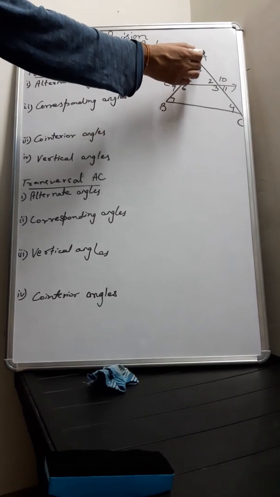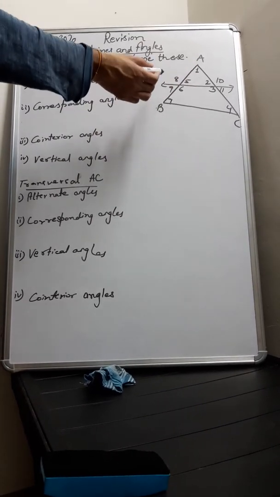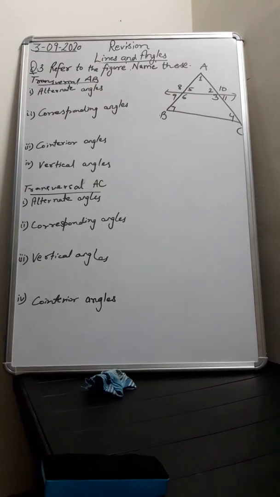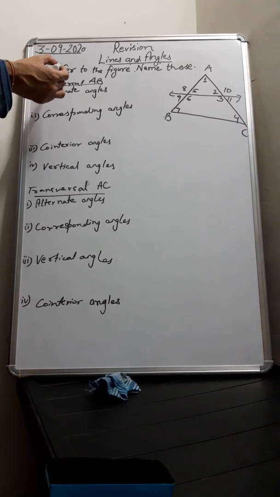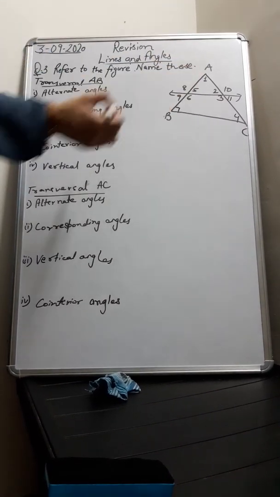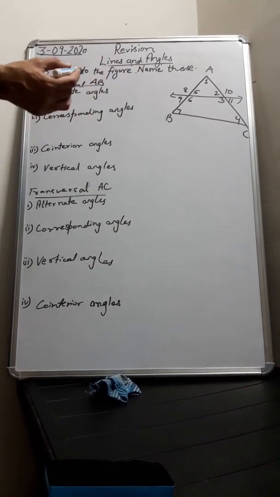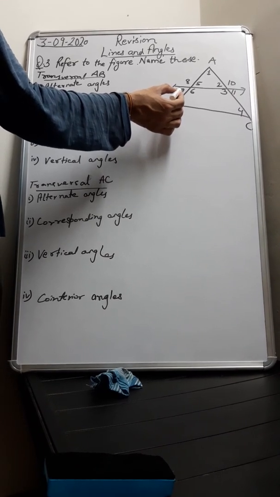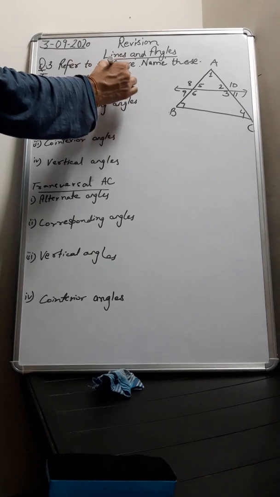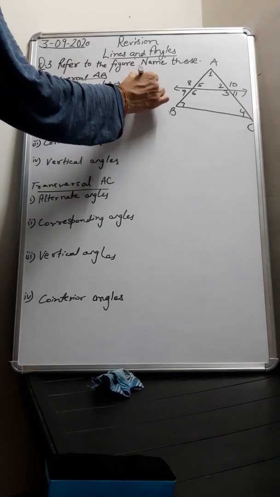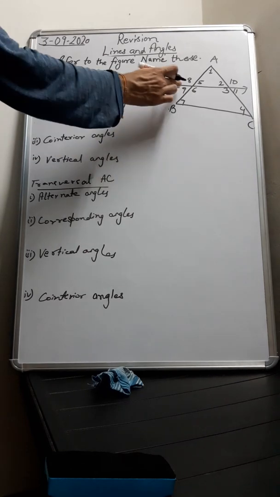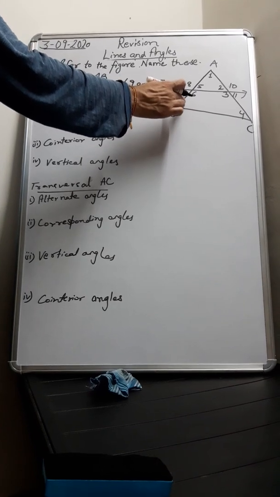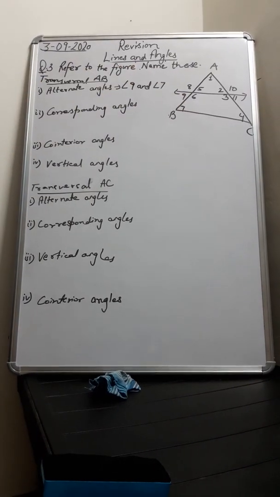When we take transversal AB, on this transversal we can see we are having angles 8, 5, 9, 6 and 7. So first we have to tell alternate angles taking transversal AB. The alternate angles are those going in opposite direction, that is 9 and 7. So 9 is here and 7 is here. That is, one is outside, one is inside, and they are alternate to each other. That is angle 9 and 7.